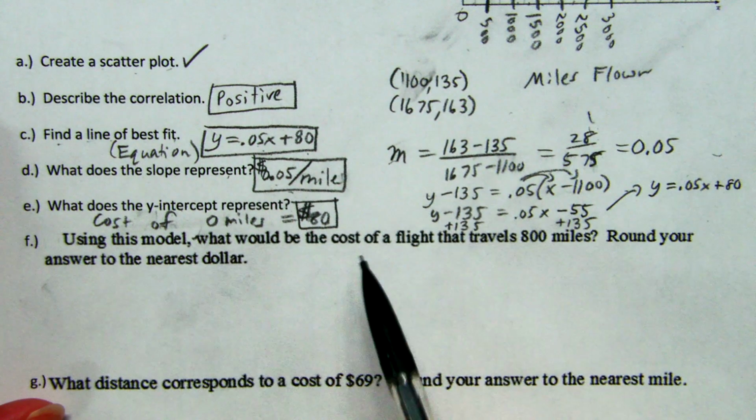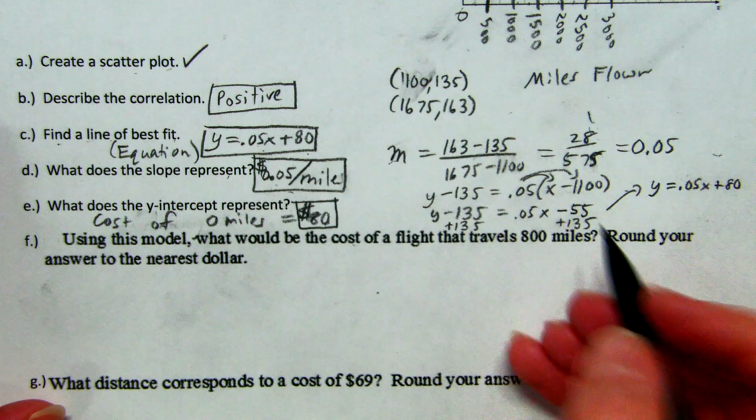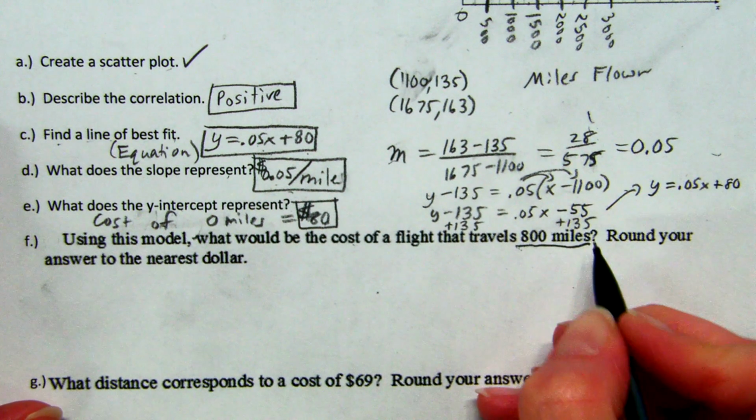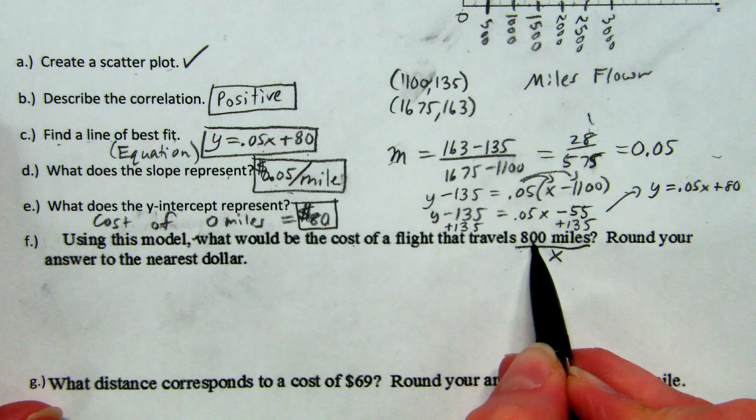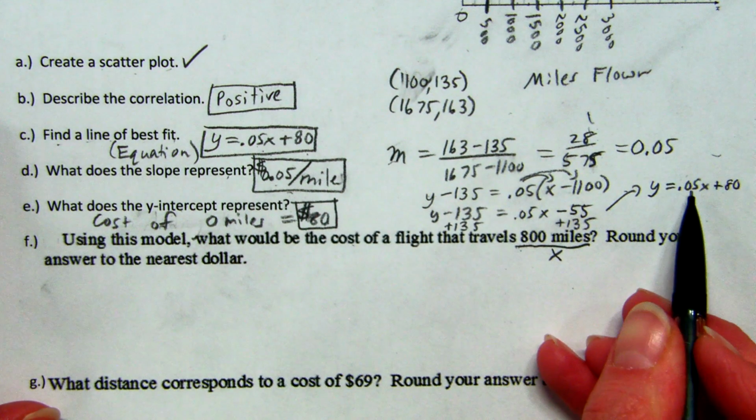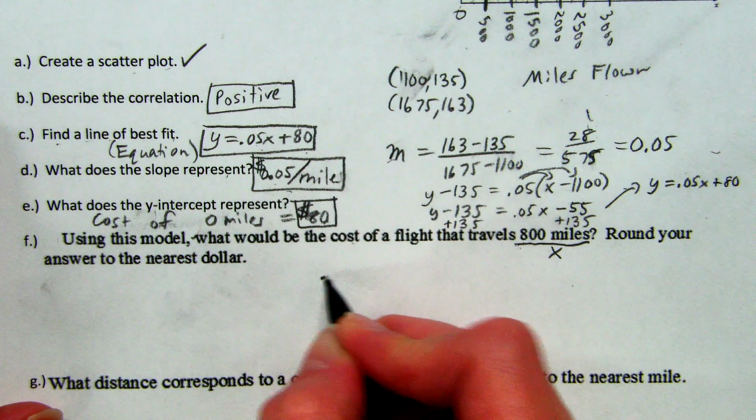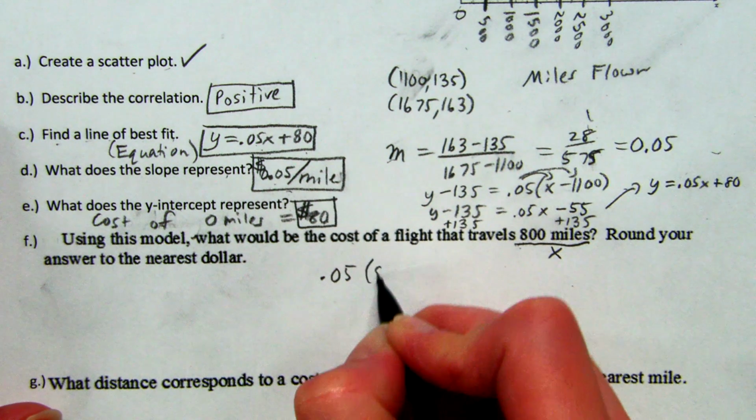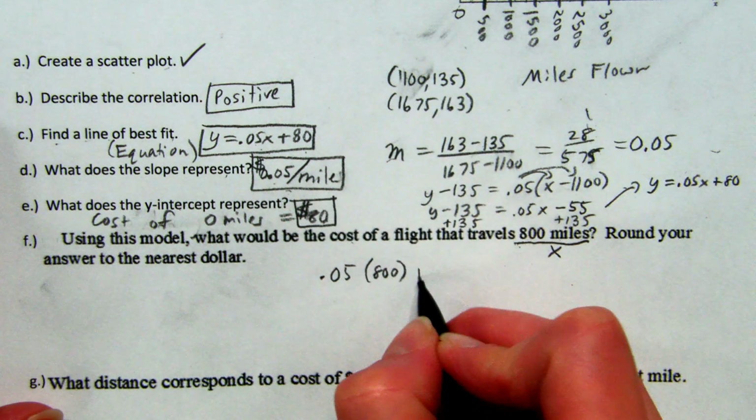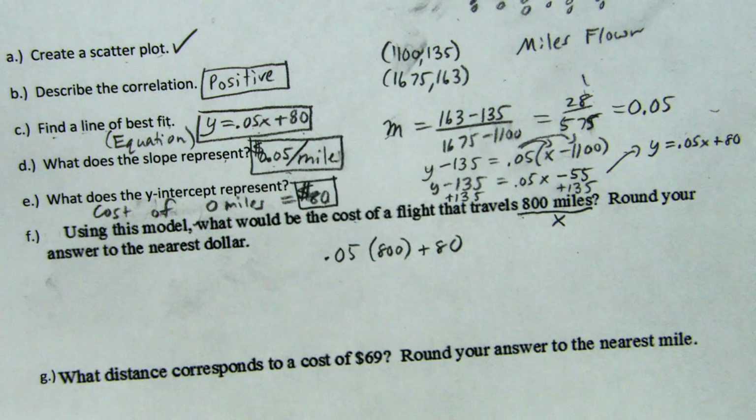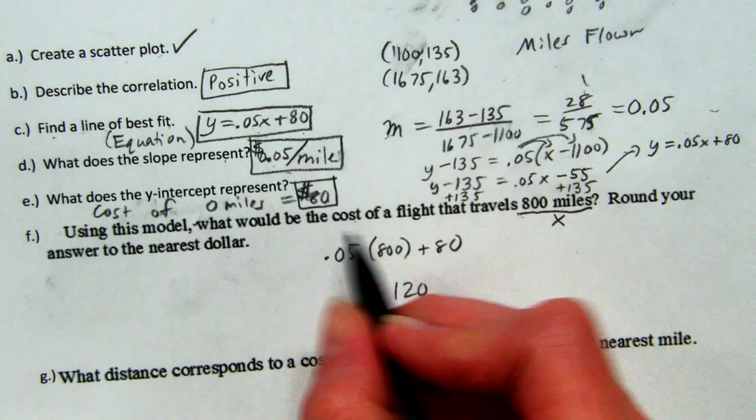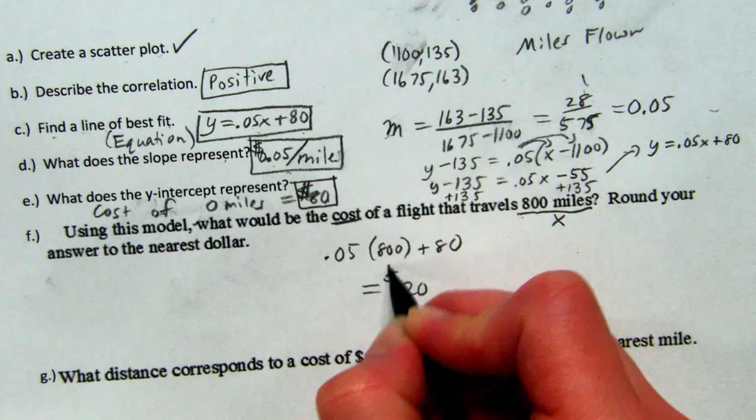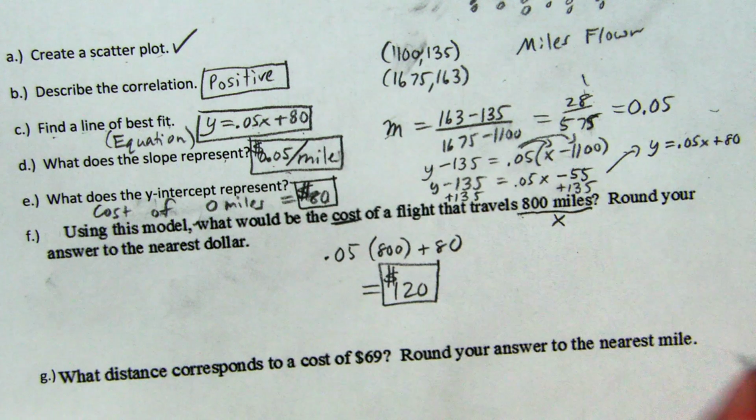Okay, using this model, what would be the cost of a flight that travels 800 miles? So miles, we said, was X. So we're going to put 800 into this equation for X. So we'll have 0.05 times 800 plus 80. So 0.05 times 800 plus 80, and we get 120. Remember that this is a cost, so we're going to label that with dollars. So it would be $120.